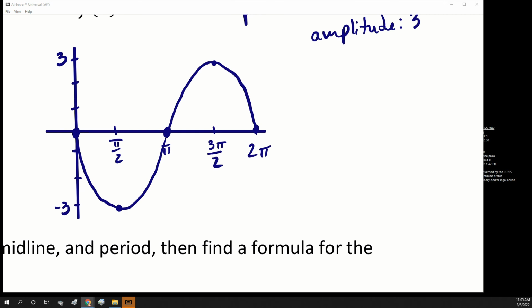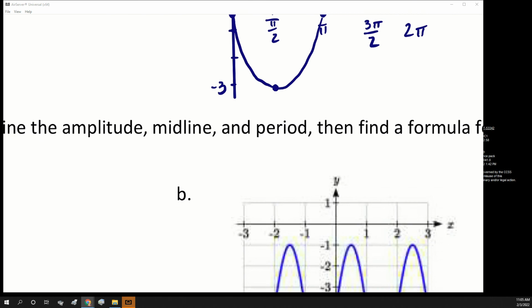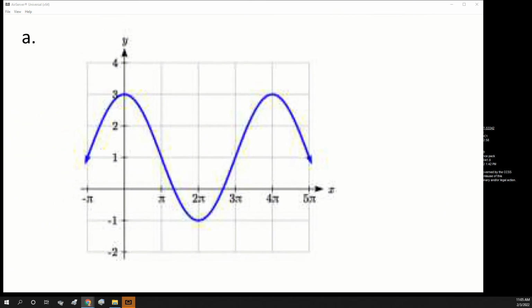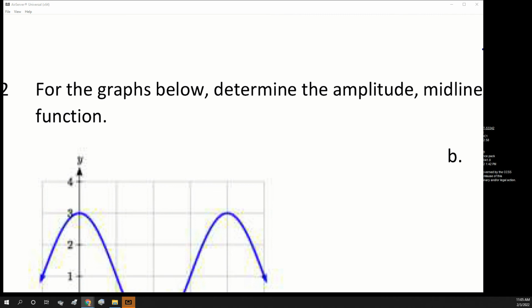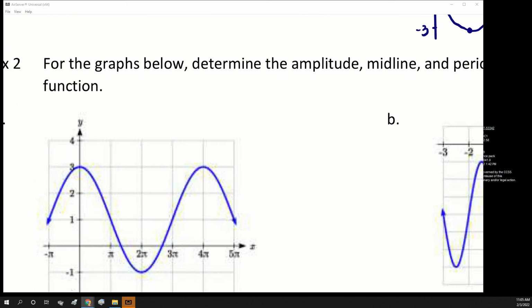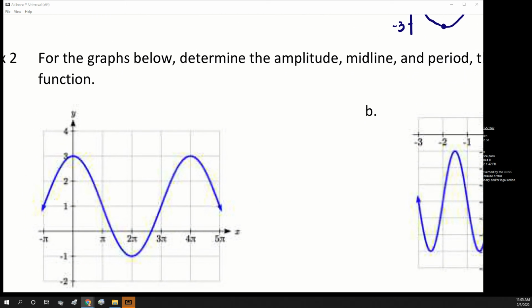Okay, the next thing we're going to do is look at an equation or look at a function and find all the little parts to it that we've talked about so far and then write a function that is this equation. So we're going to first find the amplitude, midline, and period. If it was me, I would start with the midline. The midline is what cuts the graph in half. So what y value do you think cuts the graph in half? 1. So our midline is going to be 1.